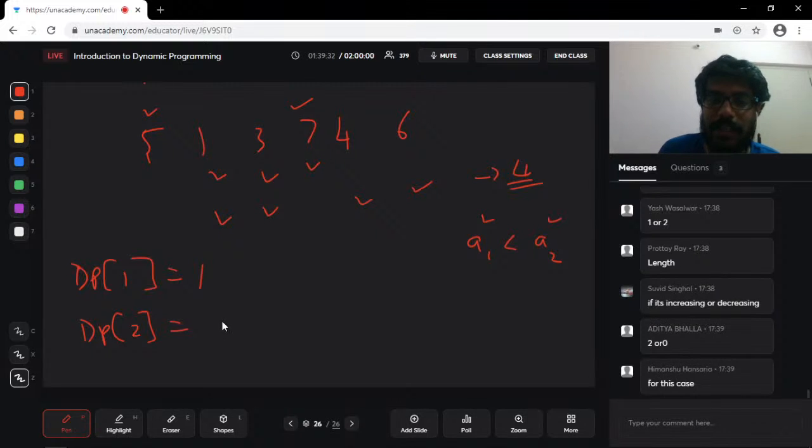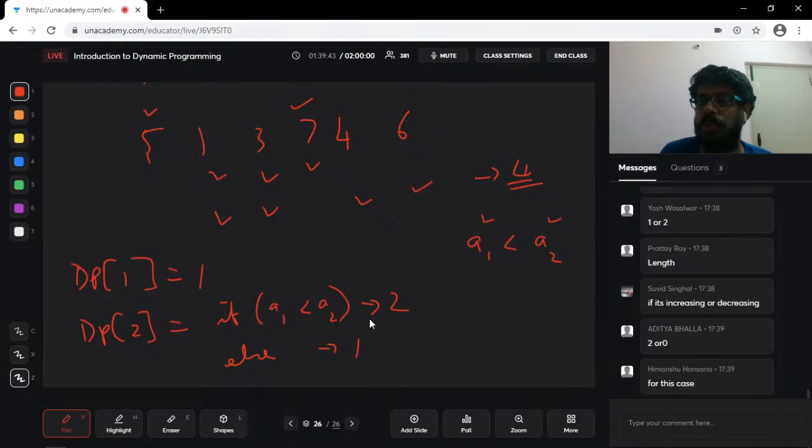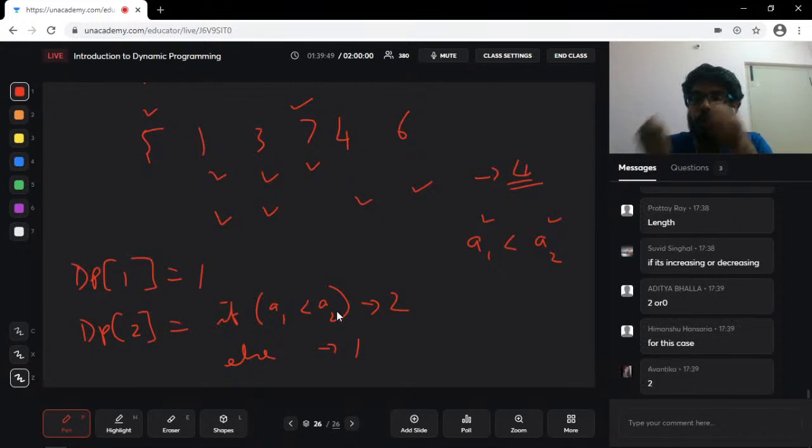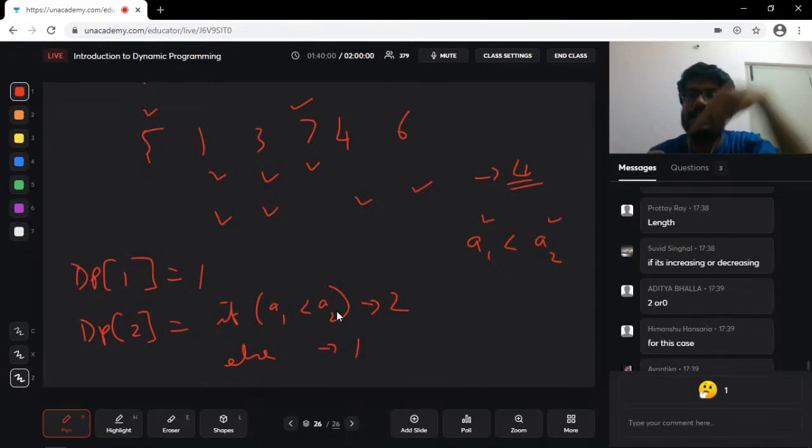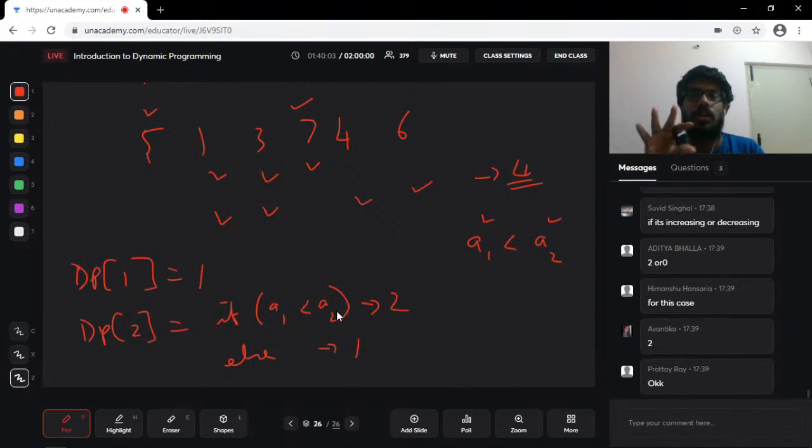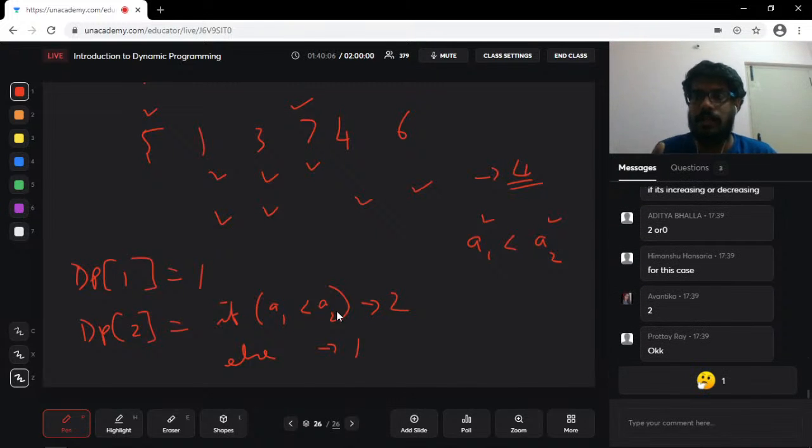So DP of 2 is basically, if A1 is less than A2, then DP of 2 is 2, else it is 1. It will be 1 or 2, depending on whether A1 is less than A2 or A2 is less than A1. If A1 is less than A2, then I can pick both of them and it will be increasing. So it's an increasing subsequence, and the answer is 2. But if A1 is greater than A2, then I can't pick both A1 and A2 because it forms a decreasing subsequence. So I need to pick either A1 or A2. In either case, the length is 1. So if A1 is greater than A2, the length of the largest increasing subsequence will be 1.